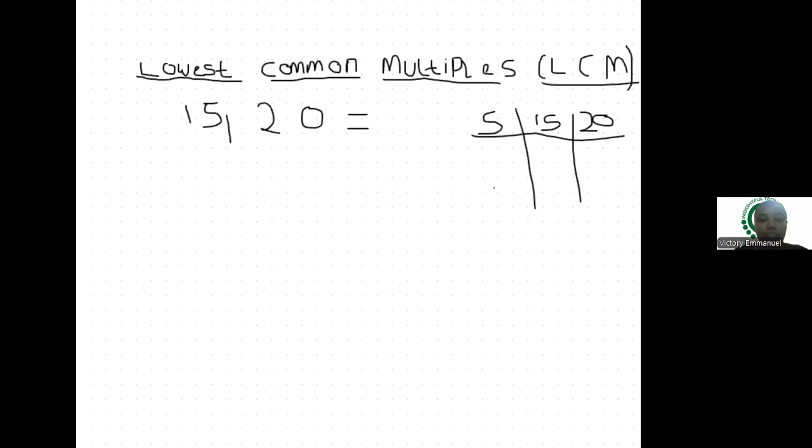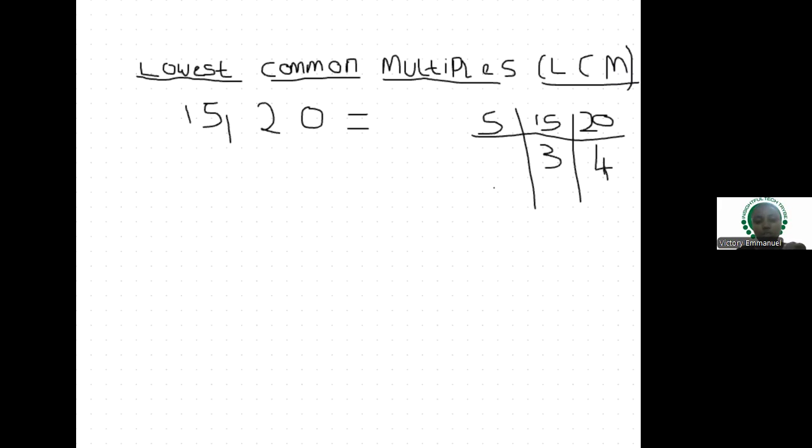So 5 into 15, which is also known as 15 divided by 5, it will give you what? 3, because 5 times 3 is 15. You put your 3 here. Now 5 into 20, what are you going to get? You're going to get 4. Now we have 3 and 4. For 3 and 4, there are no common numbers that can divide both of them.